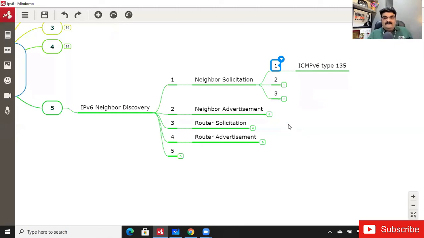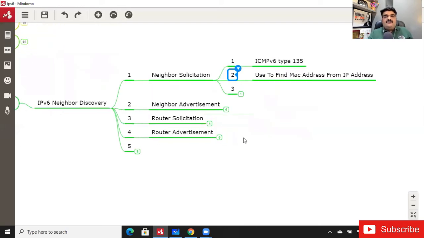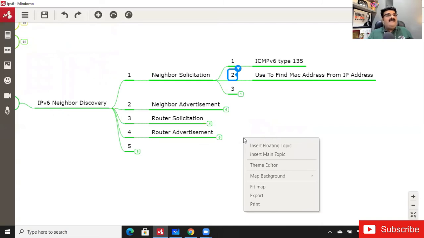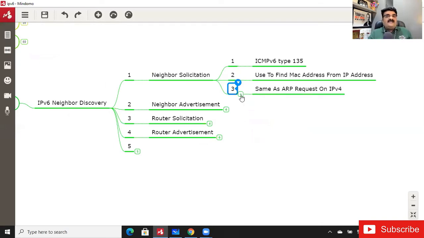Now, the neighbor solicitation message is to find the MAC address from the IP address. Okay, so in IP version 6 we have ARP, and in ARP there are 2 types of message, ARP request and ARP reply. So here we have this NS. It is known as neighbor solicitation message, same as ARP request on IPv4. Yeah, it is the same as ARP request on IP version 4.